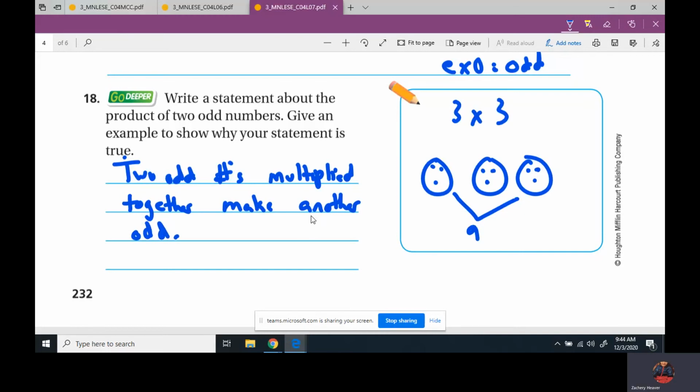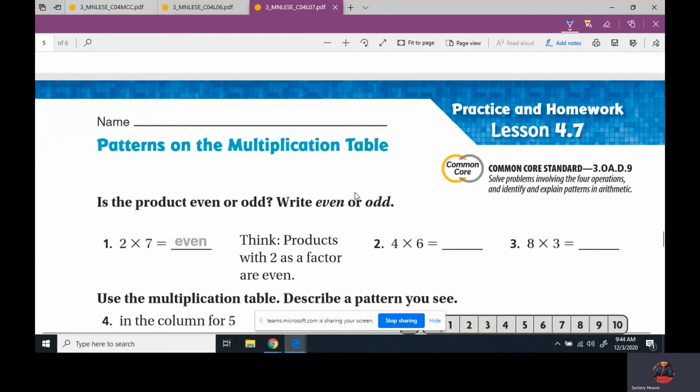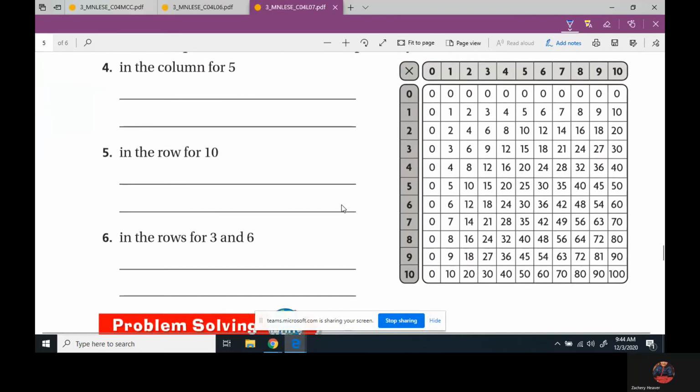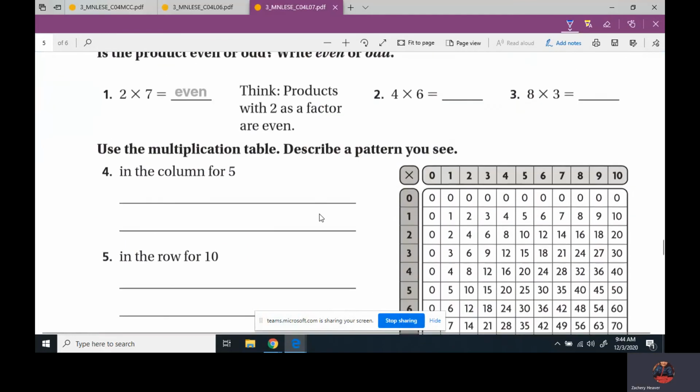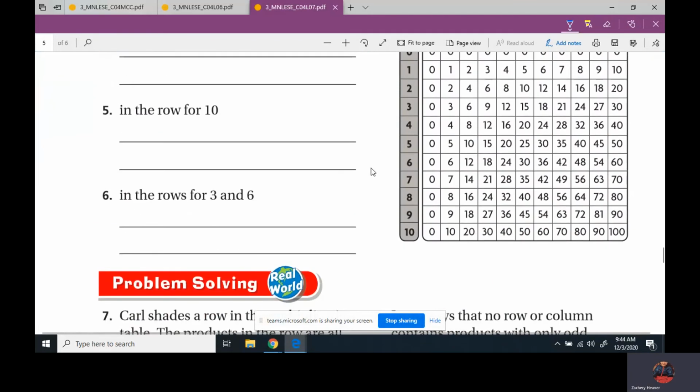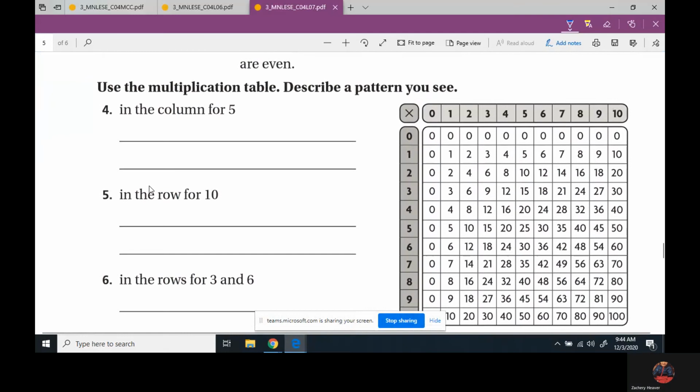I know this lesson's pretty wordy. I'm not going to do 1 through 3 with you. I'm going to do 4, 5, and 6 with you because this is a pretty rough lesson. I wouldn't say rough. It's just hard not to do it in person.